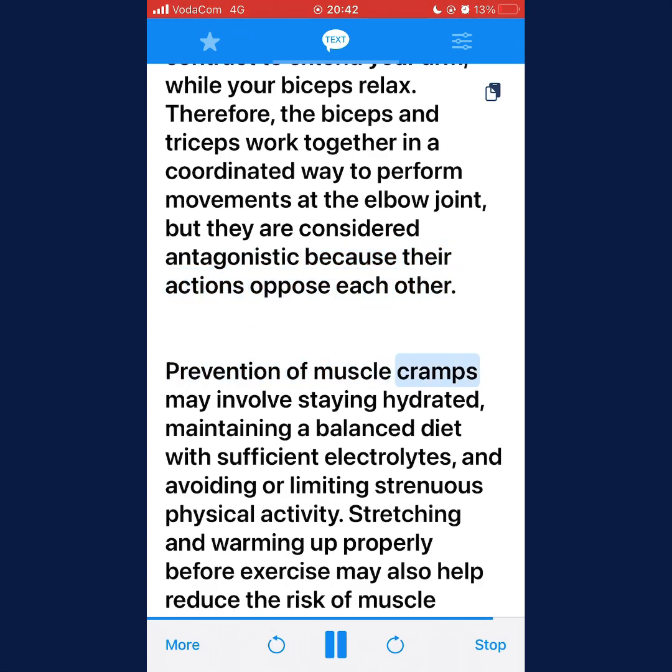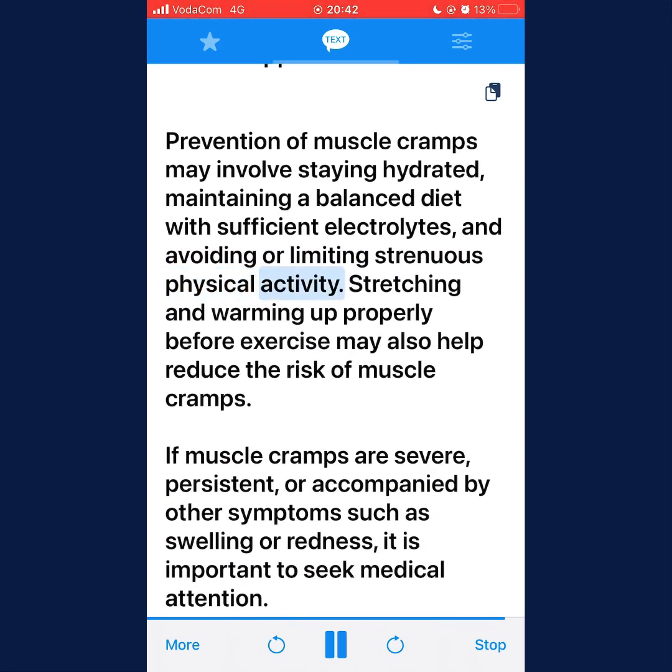Prevention of muscle cramps may involve staying hydrated, maintaining a balanced diet with sufficient electrolytes, and avoiding or limiting strenuous physical activity. Stretching and warming up properly before exercise may also help reduce the risk of muscle cramps. If muscle cramps are severe, persistent, or accompanied by other symptoms such as swelling or redness, it is important to seek medical attention.